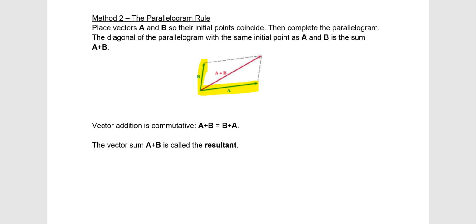We have to remember that in parallelograms, opposite sides are congruent. So this next side right here is also side A, and then this side over here is also side B. We fill in those sides, and then the diagonal of the parallelogram is going to be the sum A plus B. A couple properties here. Vector addition is commutative, which means the order doesn't matter. So A plus B equals B plus A, and the vector sum A plus B is called the resultant.